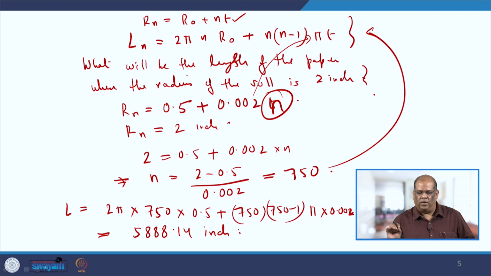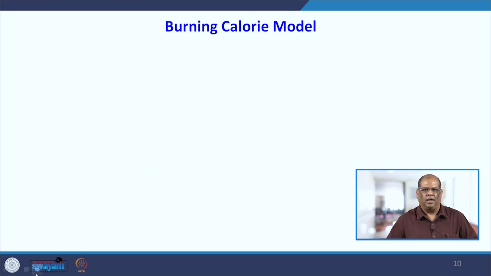So with that, with the particular paper towel problem we have discussed, let's now move to the burning calorie problem. We all exercise to burn the extra few calories that we take so that we can keep ourselves fit, look good, look trim and slim. So the burning calorie model exactly deals with this.